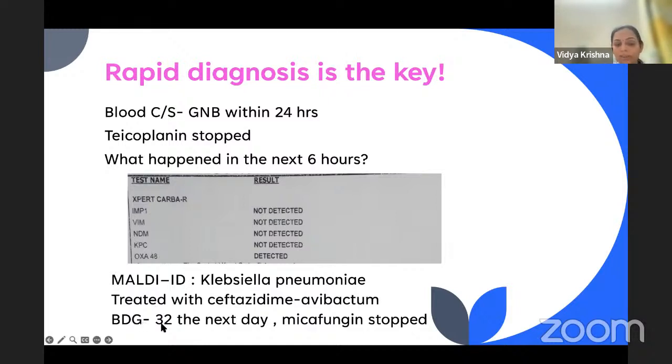Then we also knew that the beta-D glucan was negative the next day. So immediately we stopped micafungin. So within 24, almost 24 to 48 hours, we were able to rapidly de-escalate. Though you're starting very broad, if you use these molecular tests, you can rapidly de-escalate.